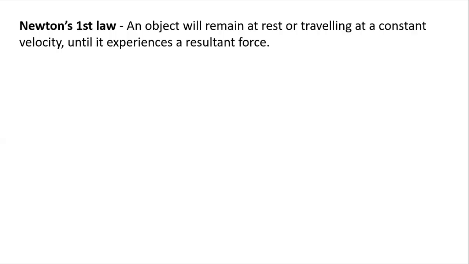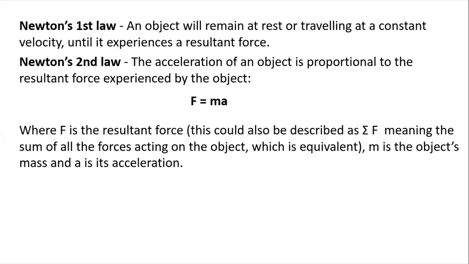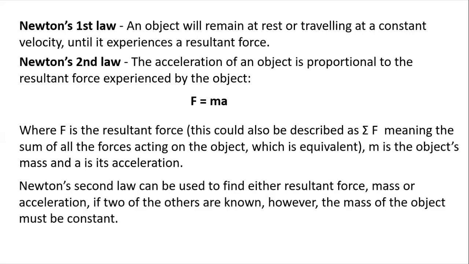Newton's first law: an object will remain at rest or traveling at a constant velocity until it experiences a resultant force. Newton's second law: the acceleration of an object is proportional to the resultant force experienced by the object. F is equal to ma, where F is the resultant force. This could also be described as sigma F, meaning the sum of all the forces acting on the object, which is equivalent. m is the object's mass and a is its acceleration.